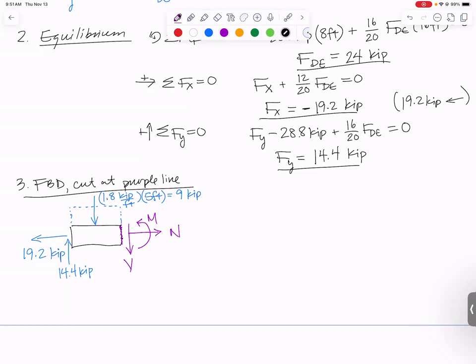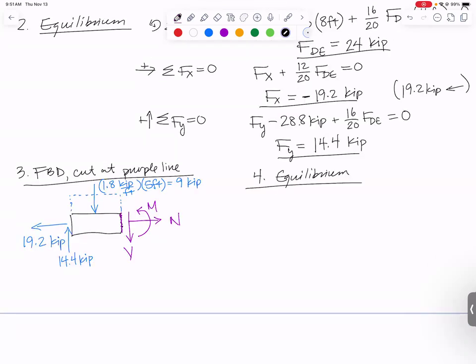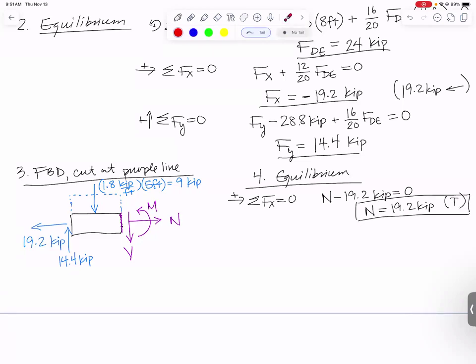So next, again, we're going to use equilibrium. If I sum forces in the x direction, I've got normal force to the right minus 19.2 kips to the left equals 0. So my normal force is 19.2 kips. If you want to remind yourself, that's actually a tensile force because I drew it assuming that the rest of the beam that I'm not drawing is tugging and pulling to the right. So this would be tension.